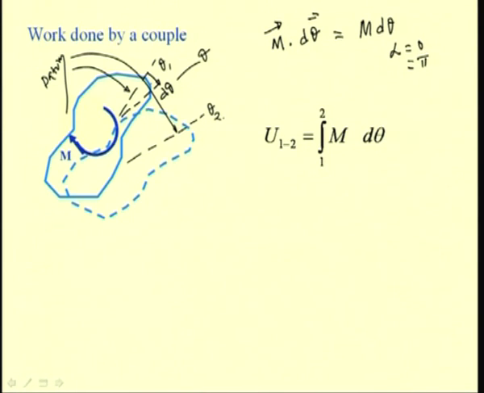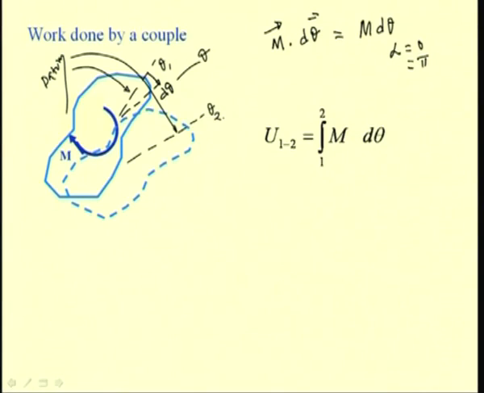So, in this case the vector d theta is perpendicular to the plane of paper and it is towards us. Same way this moment vector m, which is also clockwise, is perpendicular to the plane and it is towards us. So, the angle between these two vectors, alpha, is 0, and so this value is positive.